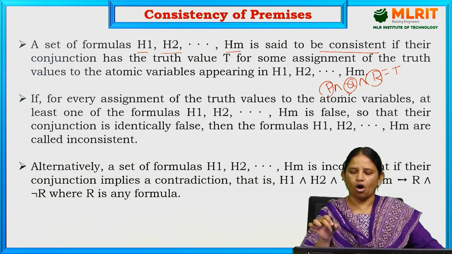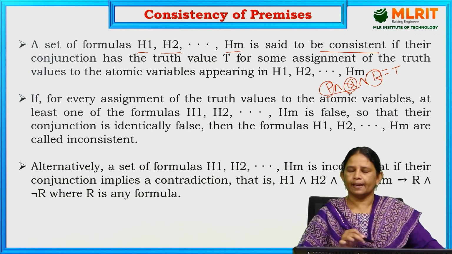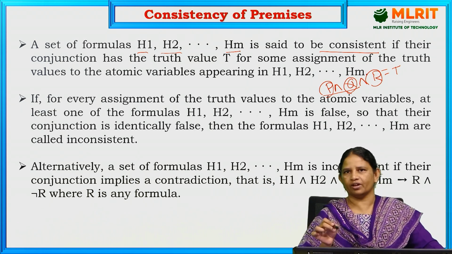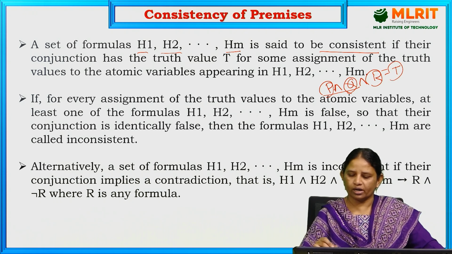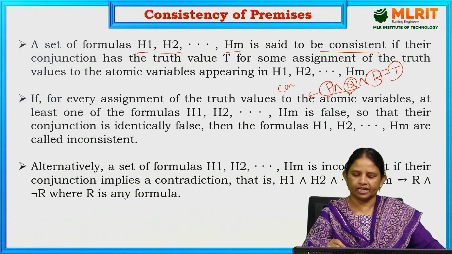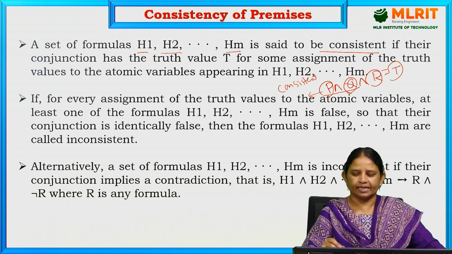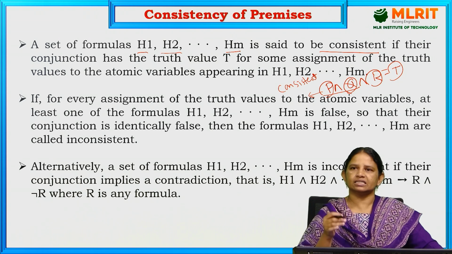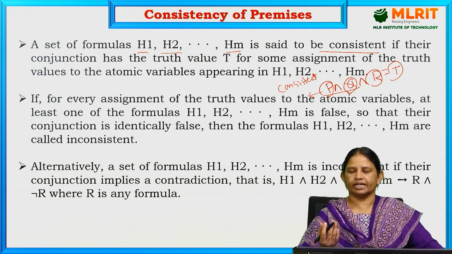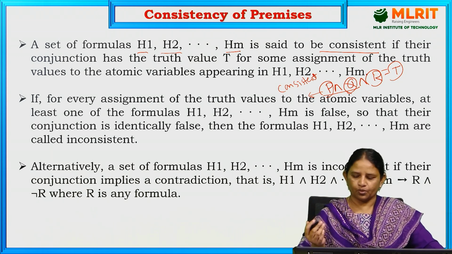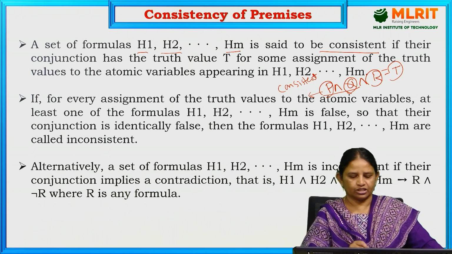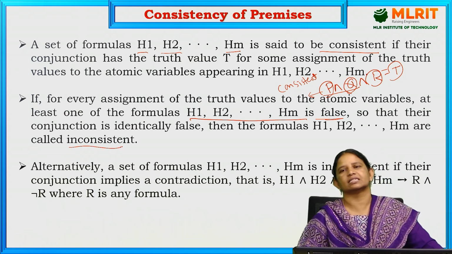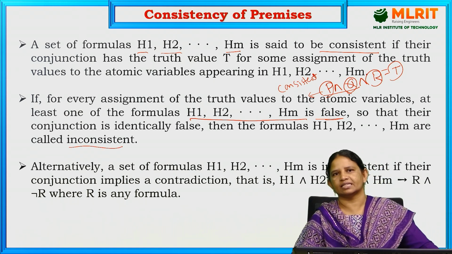If the conjunction of their variables, that is P and Q and R, derives the truth value for any variable, then the set of premises is said to be consistent. That means it derives the truth value. Whatever the conclusion is, if it consists of a truth value, then the statement is said to be consistent. Suppose the statement consisting of H1, H2 and so on Hm is false, then we can say that it is inconsistent.